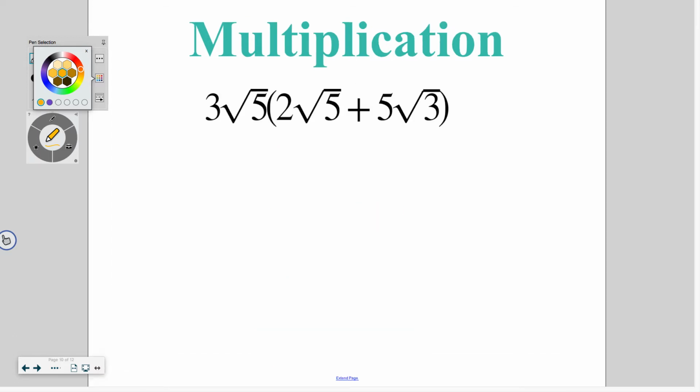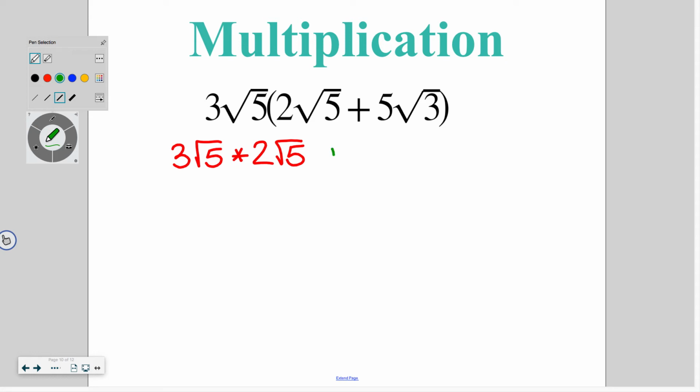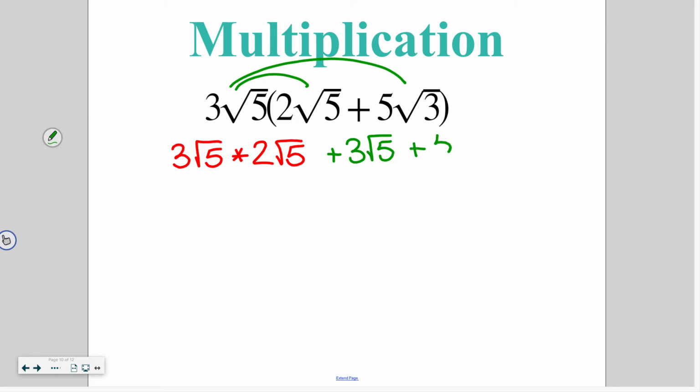Last piece we need to look at is when there is a distributive property. This looks like a lot of numbers, so sometimes I find it easier to break it into 2 pieces. So I've got 3 square roots of 5 times the first piece, which is 2 square roots of 5, plus the second piece, which again is 3 square roots of 5. So we're distributing, plus multiplied with 5 square roots of 3.